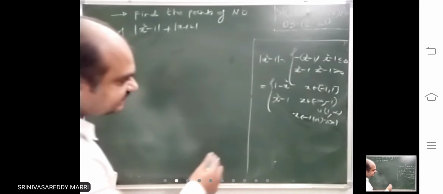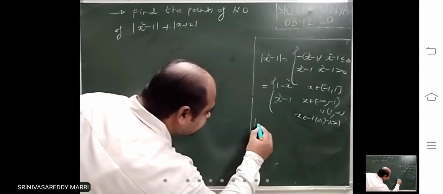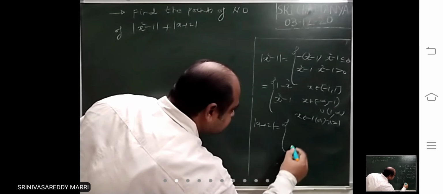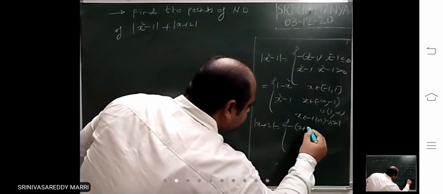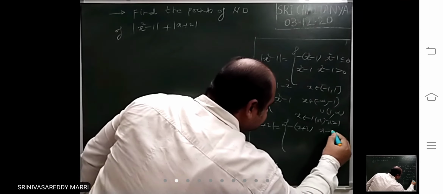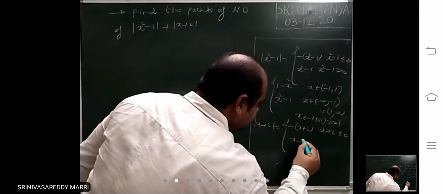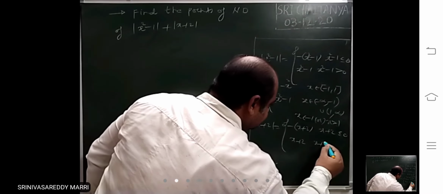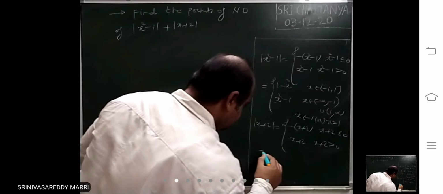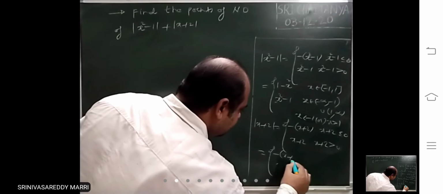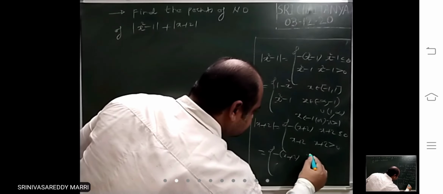Next, another modulus is there, explore that also. So this is minus of x plus 2 when x plus 2 is less than or equal to 0, and x plus 2 otherwise. That means this definition will be minus of x plus 2.